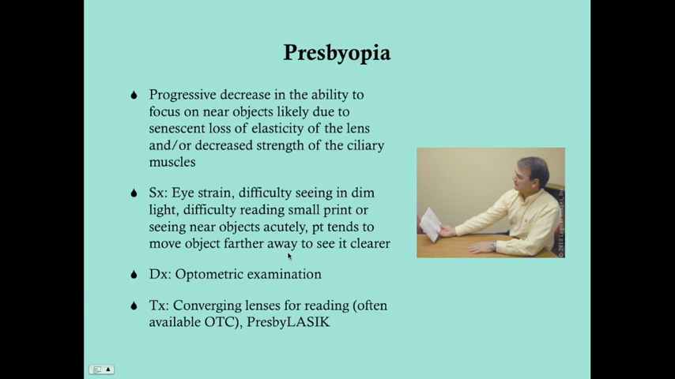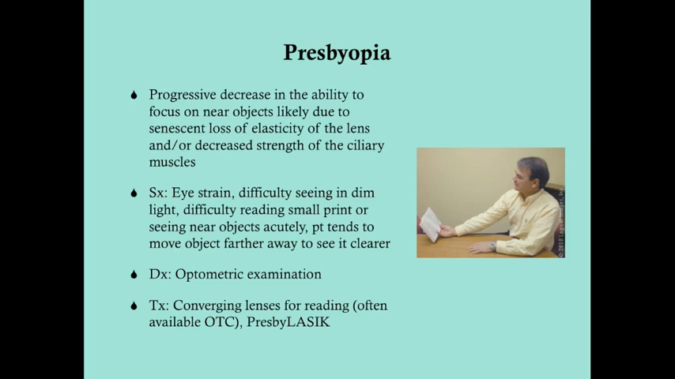So look at this picture. This guy has presbyopia. Nobody reads a book that far away. You read it up closer to your face. When patients get presbyopia, they can't accommodate as well, and so they have to move the object further away to see it clearer. Diagnosis, usually this can be made clinically, but formally you need an optometric examination.